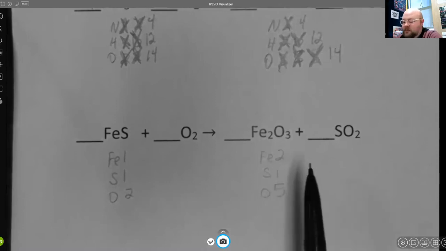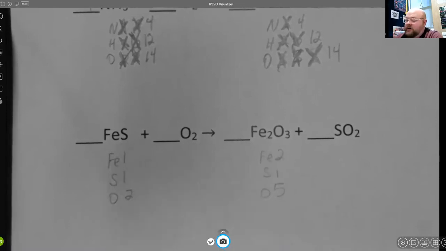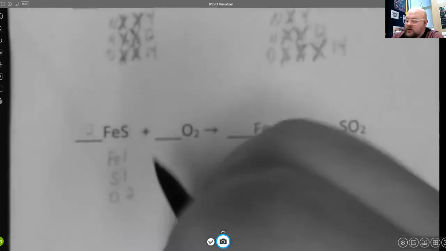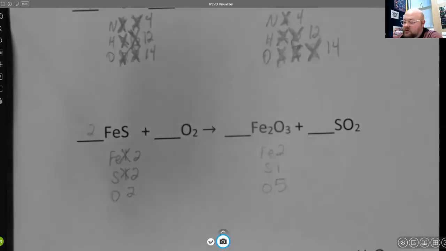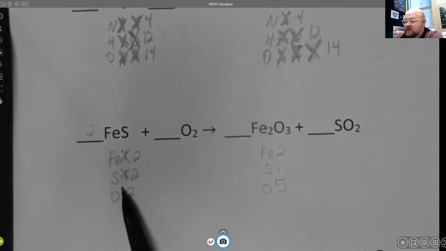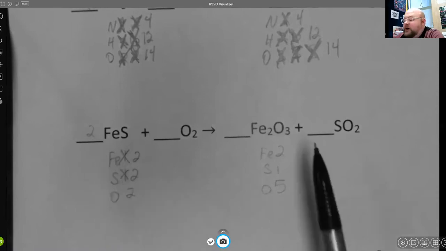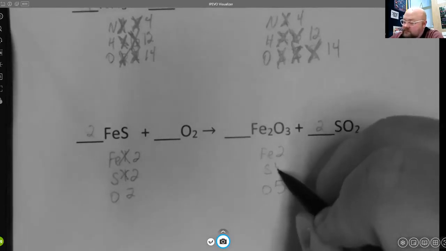Over here, I have 2 irons. So you would think, let's start over here. Let's put 2 irons, 2. So that changes my irons to 2, my sulfurs to 2. Well, if that does that, I have 2 sulfurs. I need to go back over here and get 2 sulfurs. So I'm going to multiply by 2.